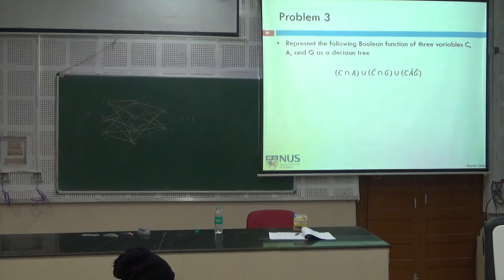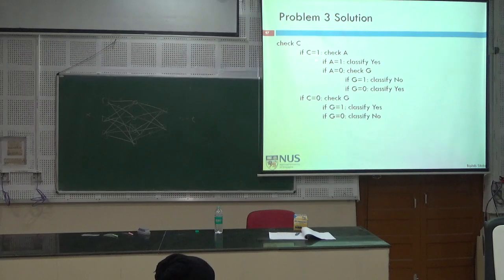For example, you could start with one of these variables, test the value of C. If C is 1, then you do something. If C is 0, you do something. What do you do? Maybe I test A now, or maybe I test G now. So you write this as a decision tree, and that is what it is really.